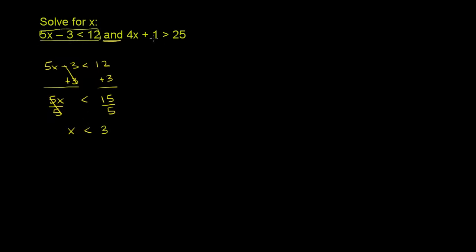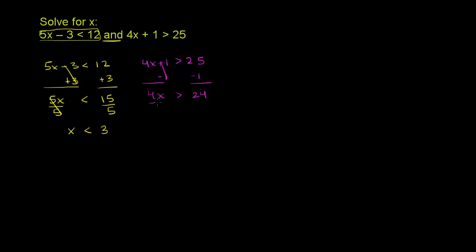But we have the second constraint as well. We have this one. We have 4x plus 1 is greater than 25. So very similarly, we can subtract 1 from both sides to get rid of that 1 on the left-hand side. And we get 4x, the 1's cancel out, is greater than 25 minus 1 is 24.